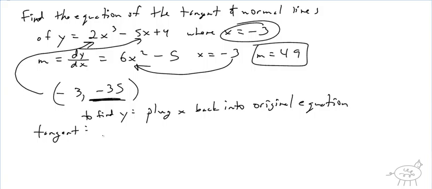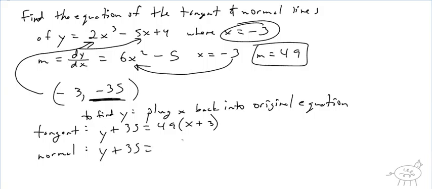Okay, but it's going to be y plus 35 equals, the slope is 49 times x plus 3. The normal line, that's why when it's in point slope form, it's really easy. It's y plus 35 equals negative 1 over 49 times x plus 3. Super, super easy.